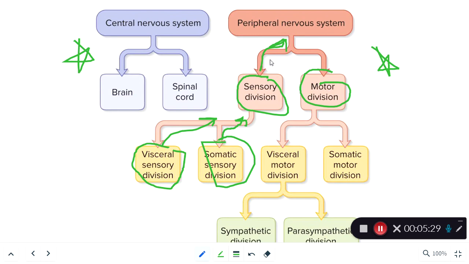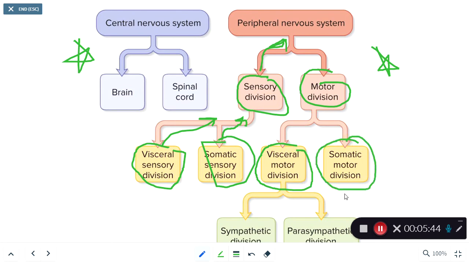Within the motor division, we're also going to have the visceral and somatic motor divisions. These two branches of the motor division can be thought of as the involuntary and the voluntary branches of the motor division. When we think of motor division, I want you to think of movement. So these are going to be the signals leaving the brain and spinal cord. These are the actions being made. Our somatic or voluntary motor division is primarily going to be involved with skeletal muscle fibers making voluntary contractions.